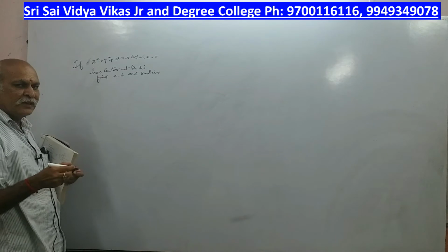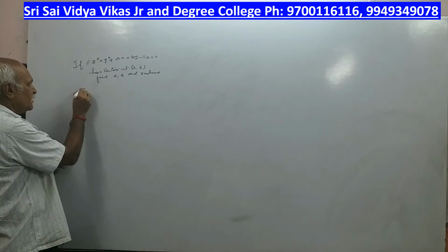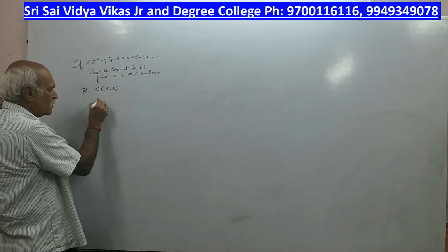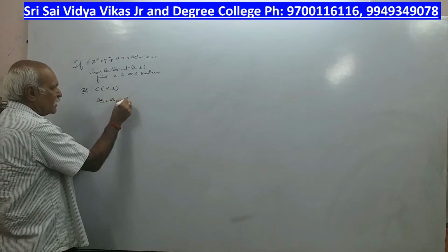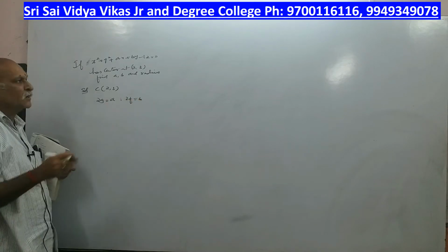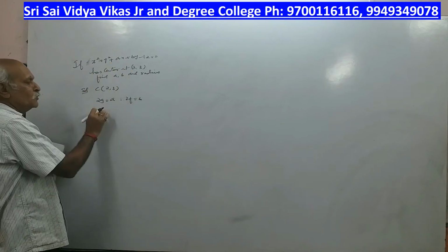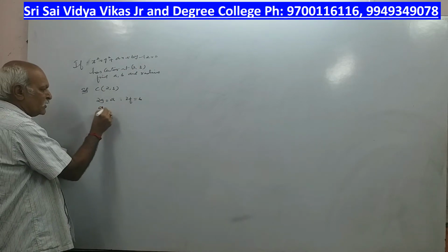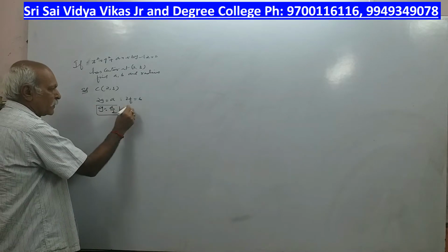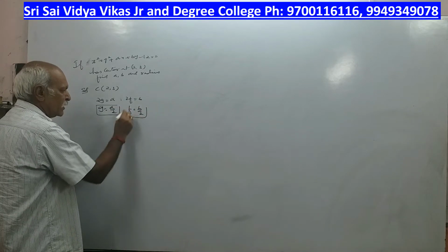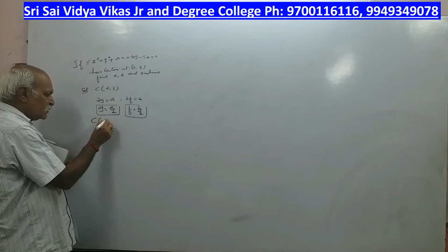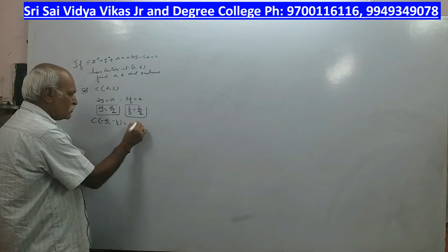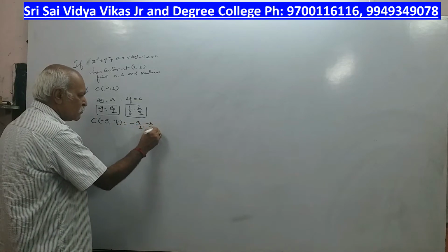Okay. Now listen here. The given center is 2, 3. Now compare: 2g is equal to what? A. 2f is equal to what? B. The x coefficient is 2g and the y coefficient is 2f. So 2g is equal to a, 2f is equal to b. So what is the g value? a by 2. What is the f value? b by 2. So what is the center? Minus g comma minus f. Formula. Okay. What is the value? Minus a by 2 comma minus b by 2.